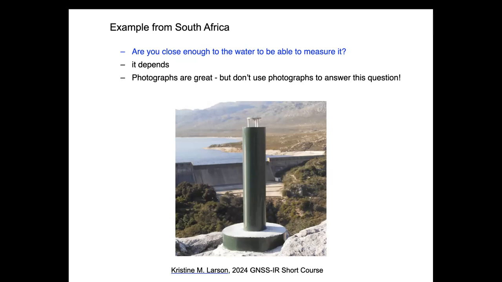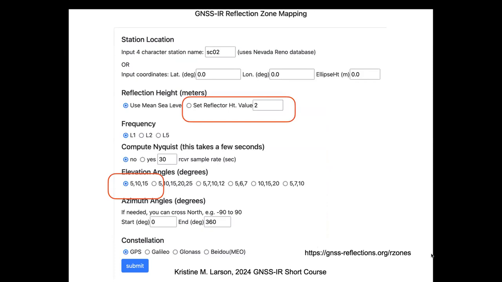I developed a web app, and here's the address on the lower right. There are two parameters that are going to be important in making this map. The reflector height value: if your station is 6 meters or 8 meters or 10 meters, this is where you put it. If your station is at the ocean, you can use mean sea level. But if it's not, you've got to know how high it is. And then you can pick different elevation angles and different azimuth angles.